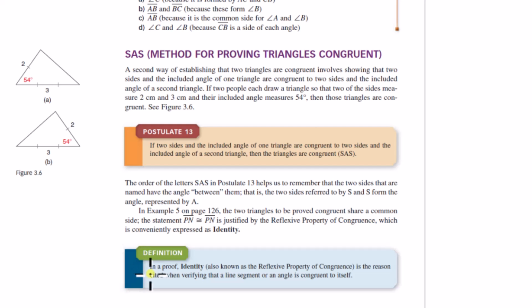So the definition says that in a proof, identity, also known as the reflexive property of congruence, is the reason cited when verifying that a line segment or an angle is congruent to itself. You're going to use this with any kind of congruence. If you're stating that something is congruent to itself in a proof, then the reason you're going to cite is either the reflexive property or identity.